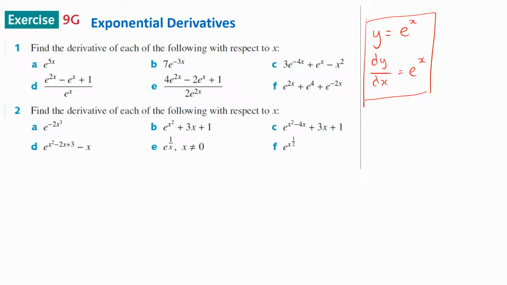Now, let's take out the first example, a. So it's e to the power of 5x, right? So y equals e to the power of 5x. That's an issue. I don't know that. I have no idea what that equals, because all I knew was e to the power of x.